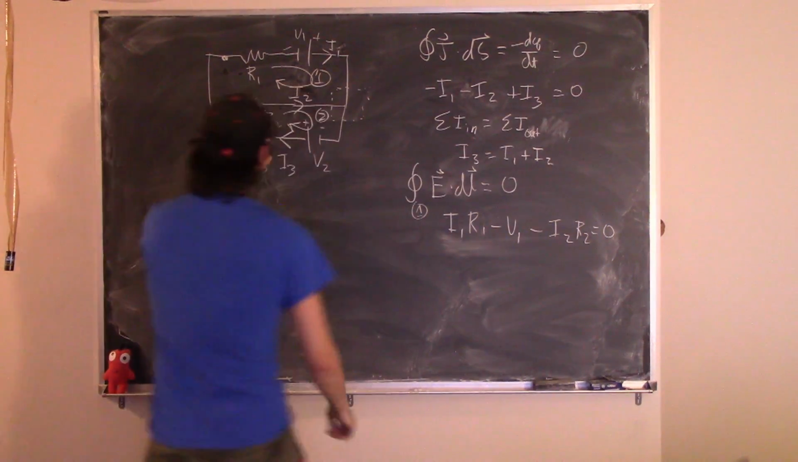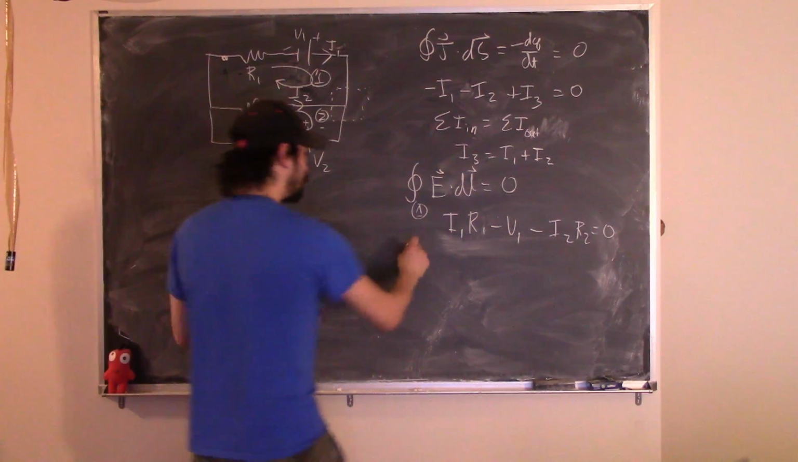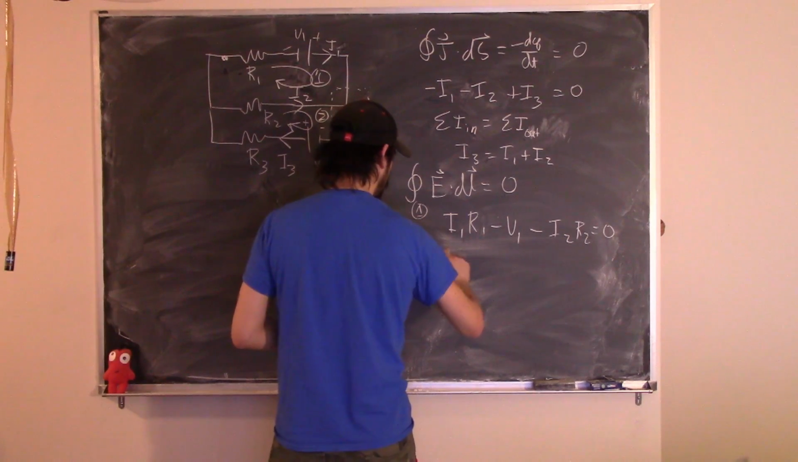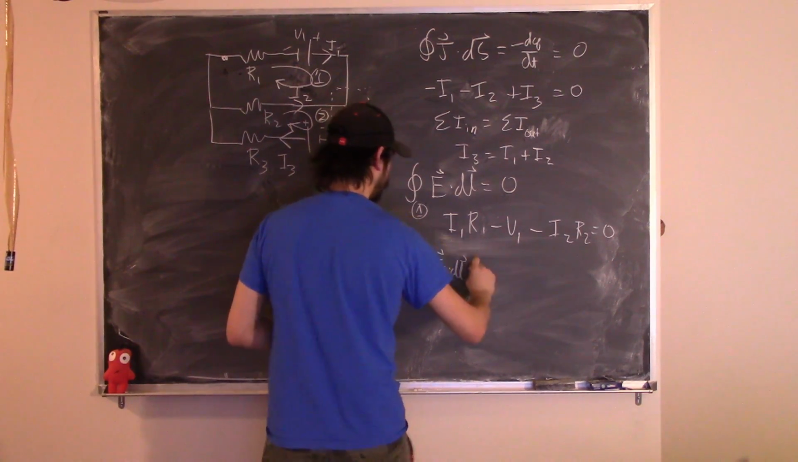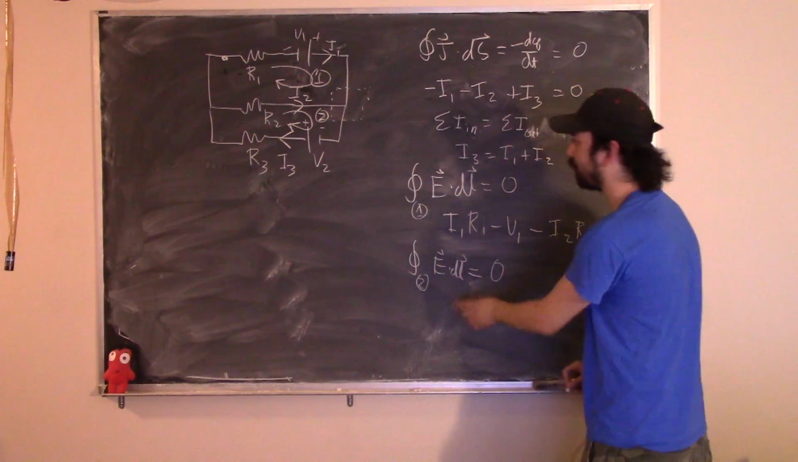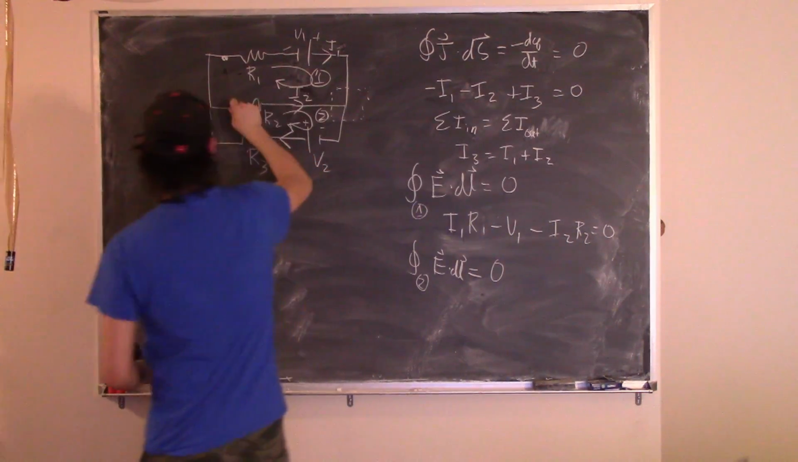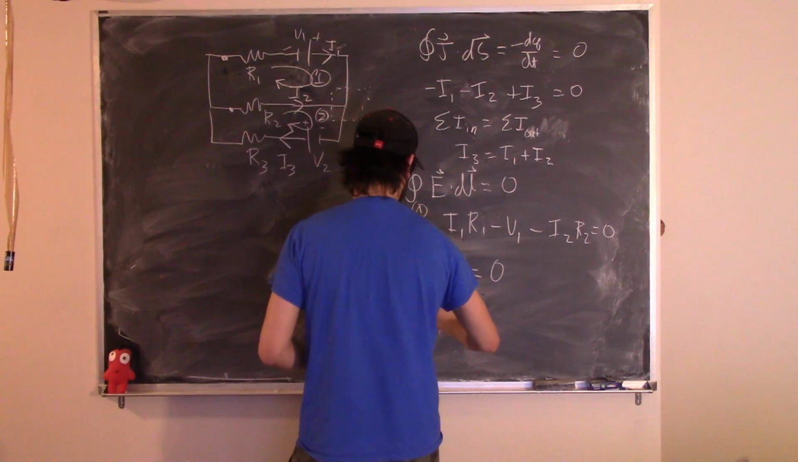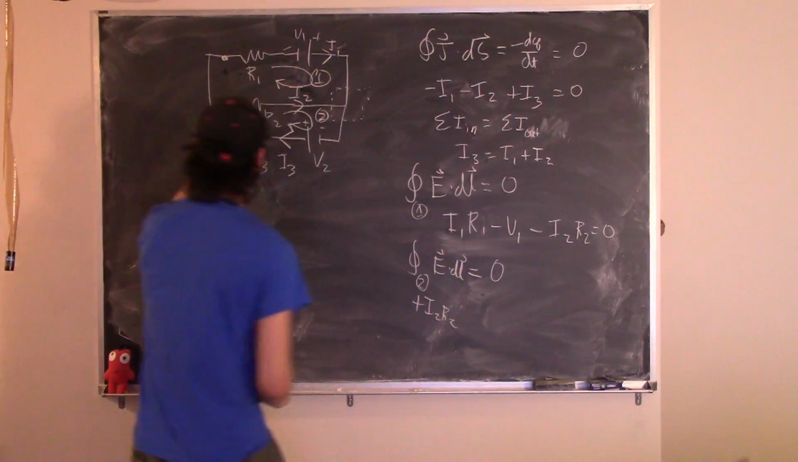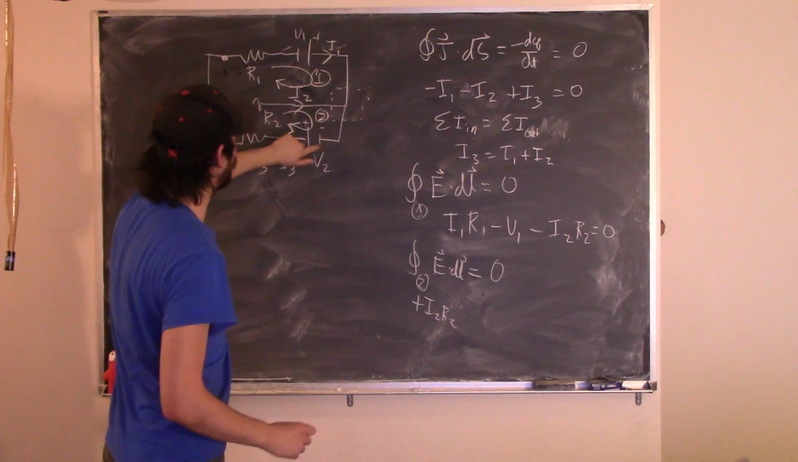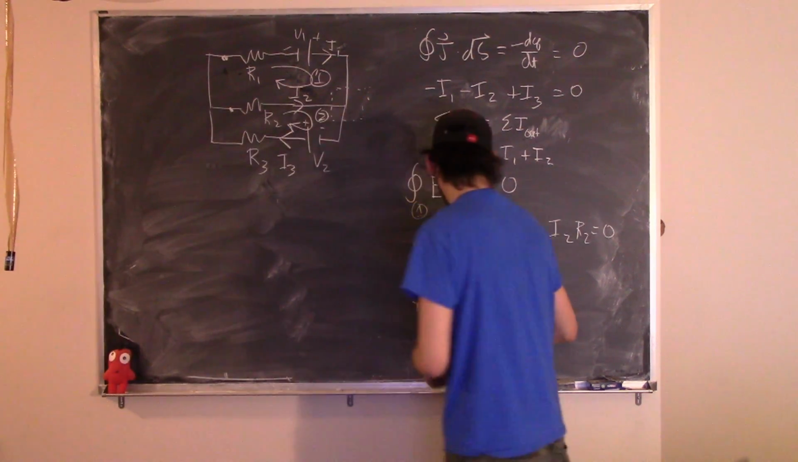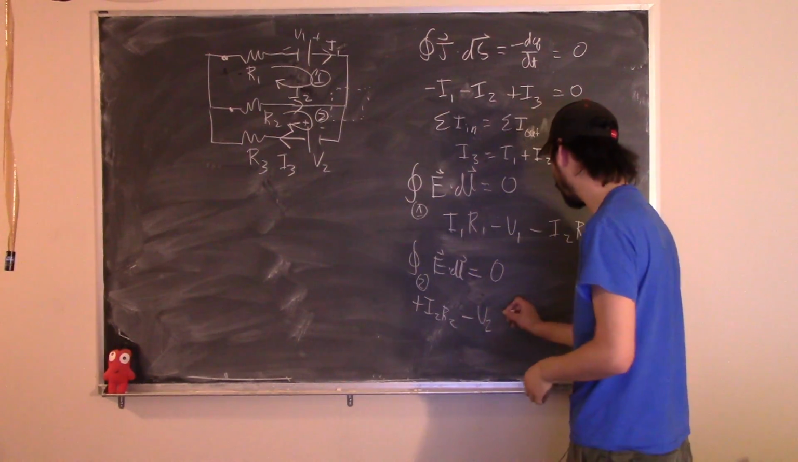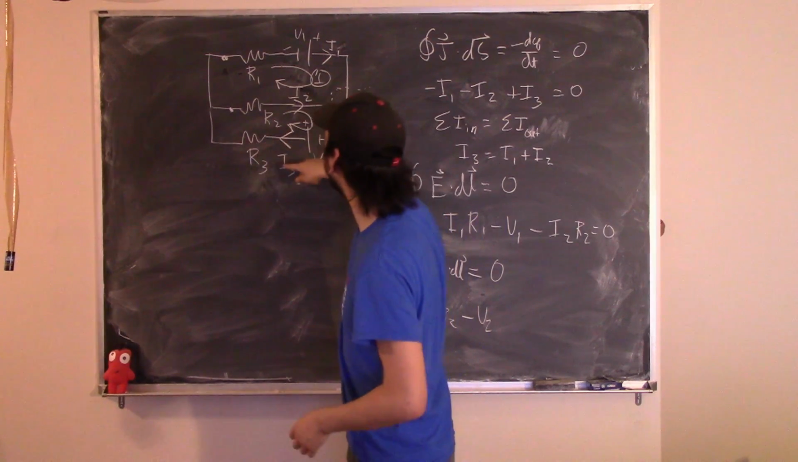Okay? So now let's look at loop 2. Integral around the closed loop for loop 2 of E dot dl is going to be equal to 0. And so again, we can start over on this side. When I go across R2, this is going to give me a plus I2 R2. And then coming around this way, I'm going to see a negative sign when I get to the second battery. So this is going to be minus V2. And then this is in the same direction as I3.